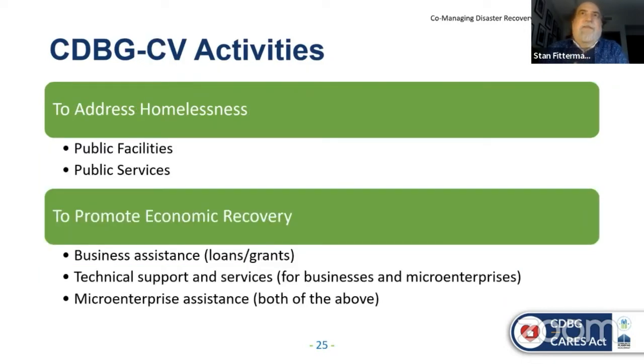So let's look at CV activities. A lot of folks have been using CV to address homelessness, either on the public facilities or the public services side, and also to promote economic recovery: business assistance, small scale business assistance loans and grants, technical support and services for businesses and microenterprise, and as Randall mentioned, microenterprise assistance, doing both of the above.